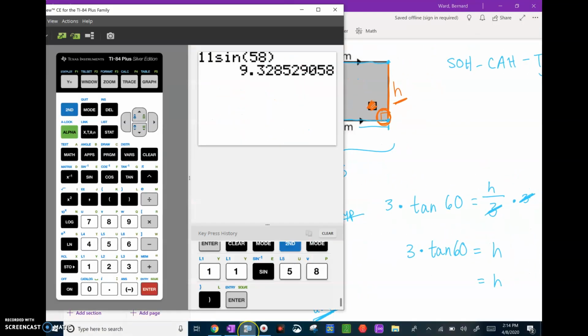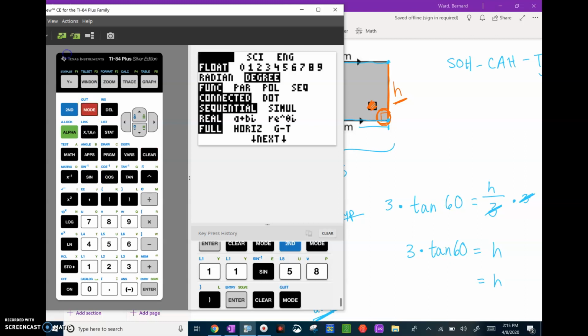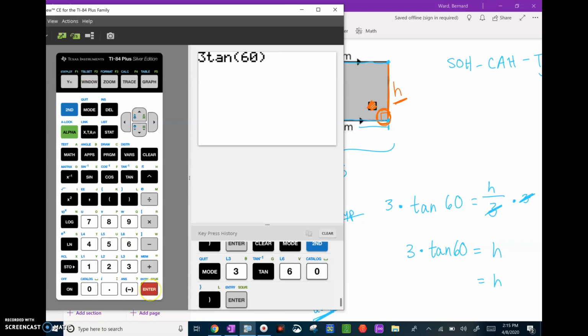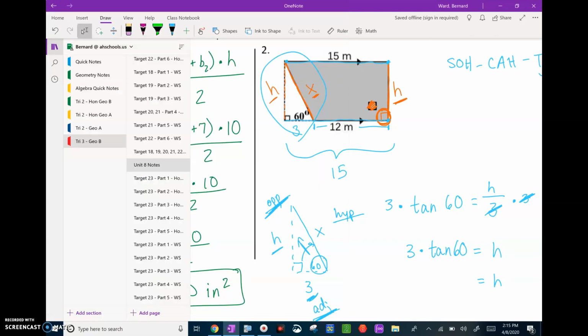Let's do that real quick. Real quick reminder, be in degree mode. To check, click the mode button. 3 rows down, you'll see radian and degree. We want degree highlighted. If it's not, scroll down, highlight it, and hit enter on it. All right, and so since I'm in degree mode, I'll just quit, and we'll type in 3 times tangent of 60. Close the parentheses, hit enter, and boom, there it is, roughly 5.2. So our height is 5.2.